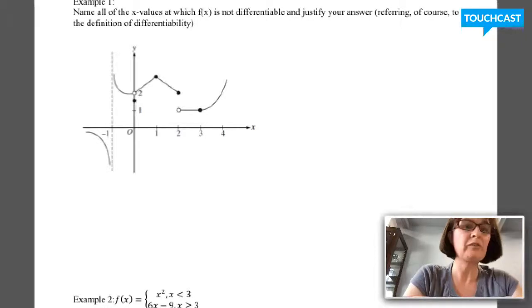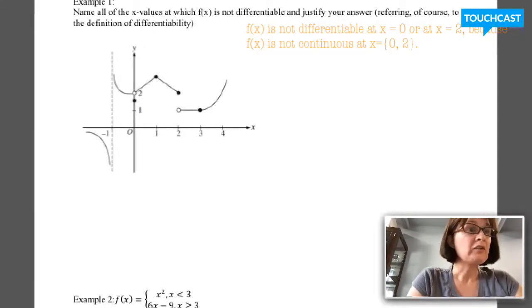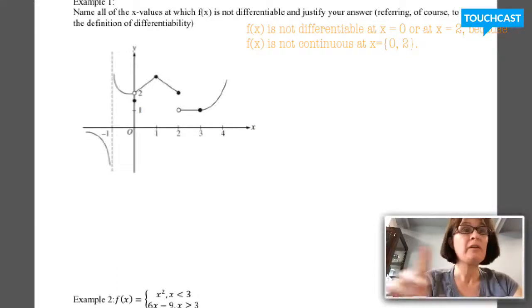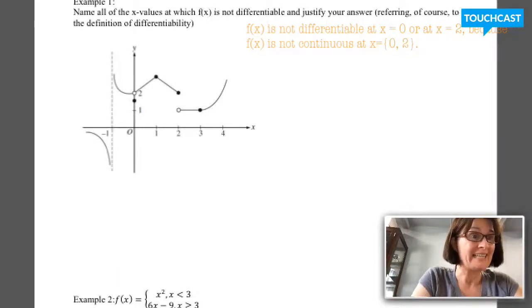So I'm going to write up an answer first here. All right, so this is what I've written as a beginning of an answer. I would say that f of x is not differentiable at x equals 0 or at x equals 2, because f of x is not continuous at x equals 0 or x equals 2. Good. So now you're wondering, you didn't mention x equals -1. You're totally right. This function is not continuous at x equals -1.